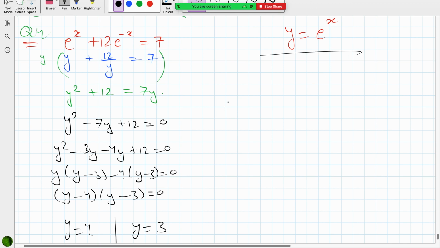And we knew y is e raised to power x, so e raised to power x is equal to 4 and e raised to power x is equal to 3. So x is equal to ln 4 and x is equal to ln 3 in exact form. Is it clear?